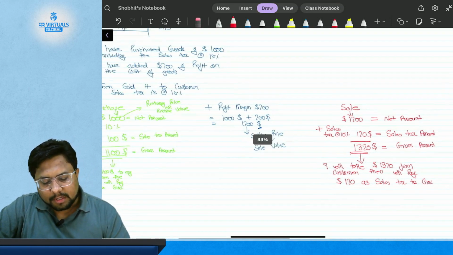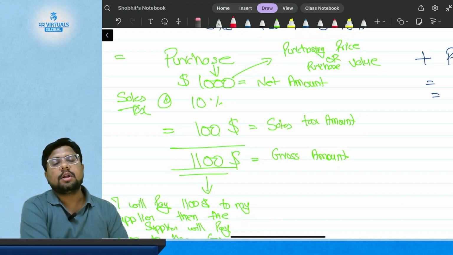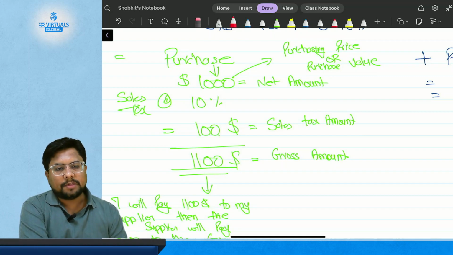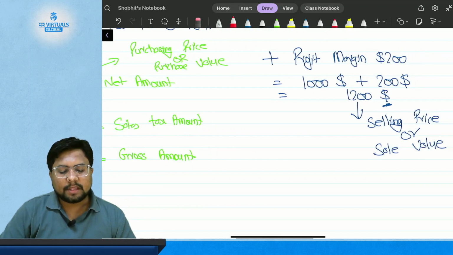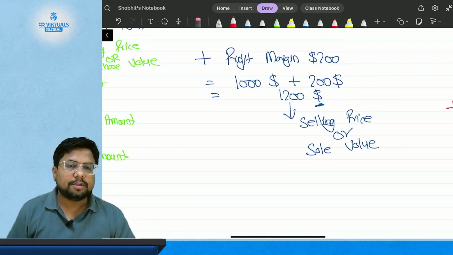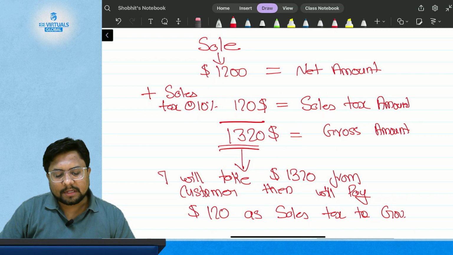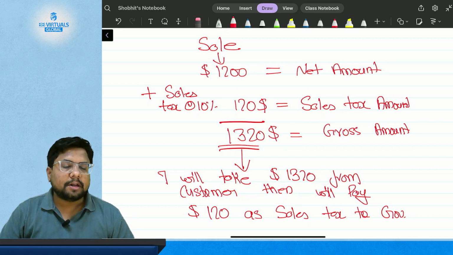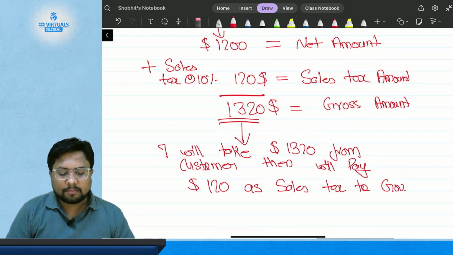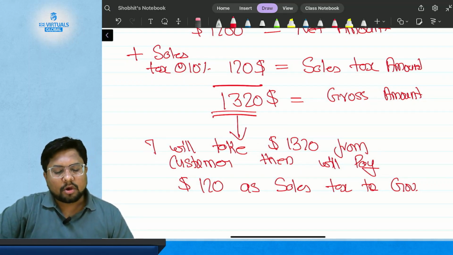So if you look at the transactions, what is the first transaction? That I have paid for the purchase of $1,000 on which $100 of sales tax is there, and I have ended up paying $1,100 to the supplier. Then I have added $200 of profit margin. Then I am selling at $1,200, in which again sales tax at the rate of 10% is charged, and I will take $1,320 from the customer, on which I will pay sales tax of $120 to the government. So this is the flow of transactions.